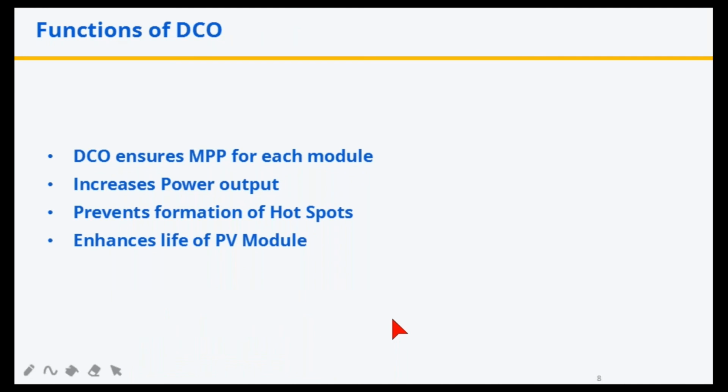We can summarize this by saying that a DCO ensures that a PV module works at the maximum power point all the time. It substantially increases the power output of partially shaded modules, and it prevents formation of hot spots and enhances the life of PV module.